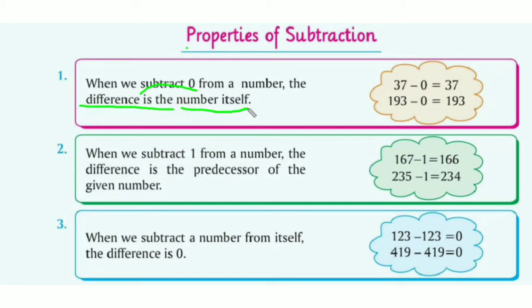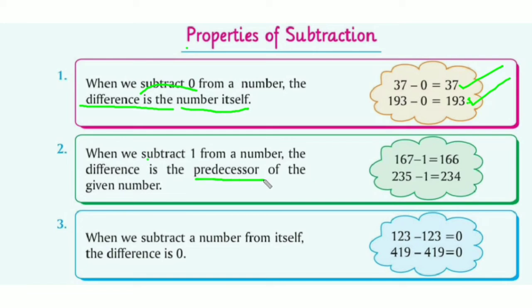Means हम जब 0 सब्ट्रैक्ट करते हैं किसी भी नंबर से तो हमें वही नंबर मिलता है. See the example: 37 minus 0 equal to 37. 193 minus 0 equal to 193. Means हमें वही नंबर मिल रहा है क्योंकि हम 0 सब्ट्रैक्ट कर रहे हैं, क्योंकि 0 means nothing.